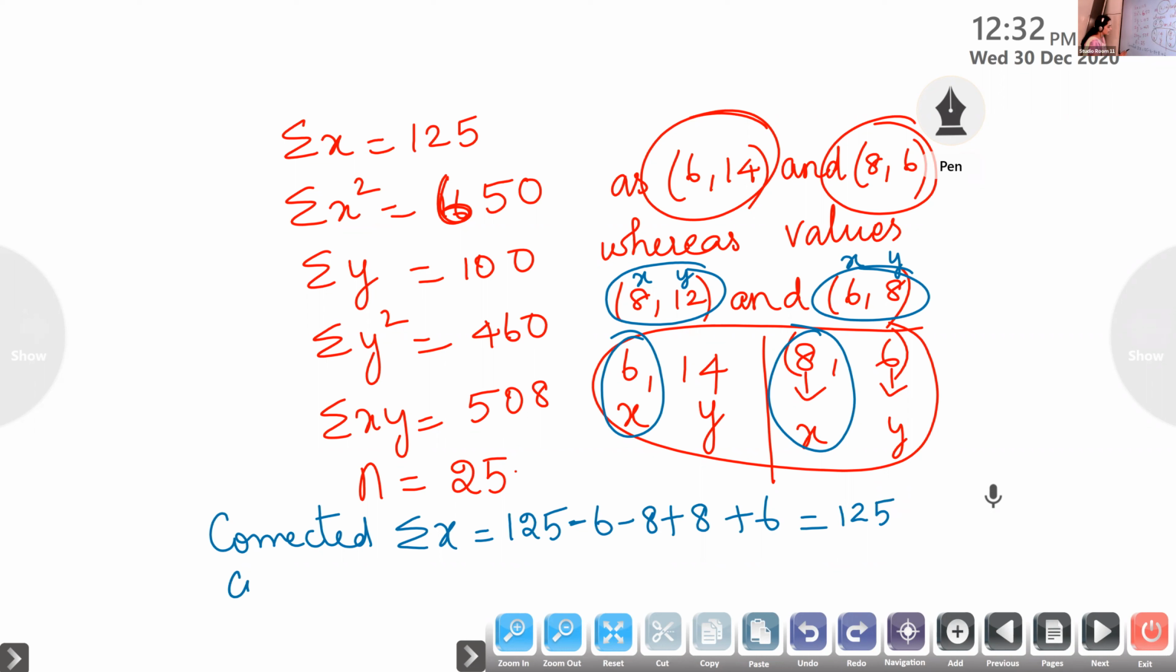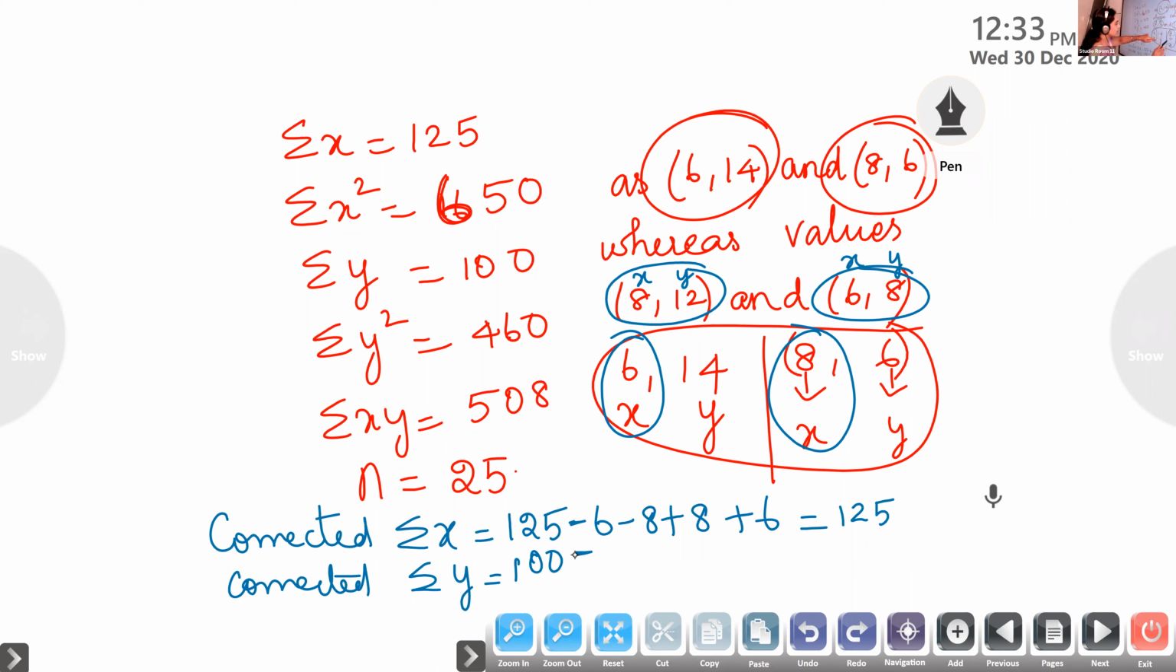Now can you give me what is corrected sigma y? What will be corrected sigma y? Corrected sigma y. You give the steps. 100 minus 106. No, I don't want the final answer. You give the steps. So let us check, is it correct or not? Okay, can you give the steps, Karthik? 100 minus 6 minus 8. 100 minus y values, isn't it?